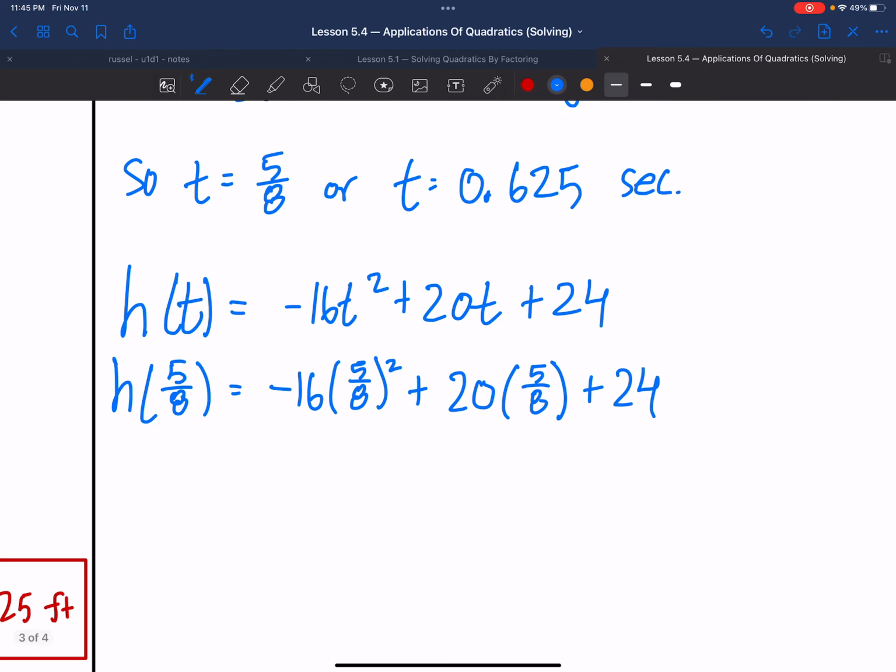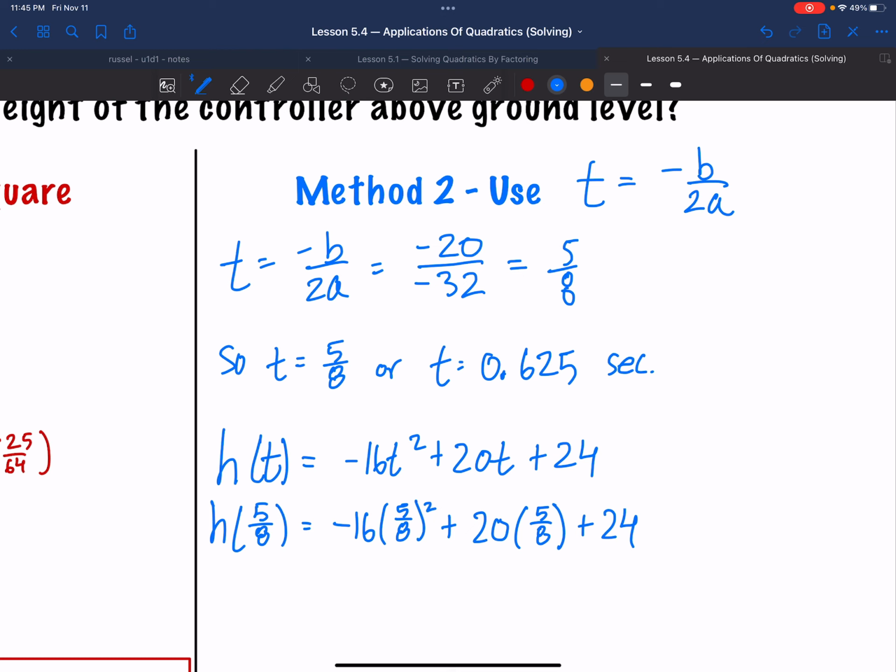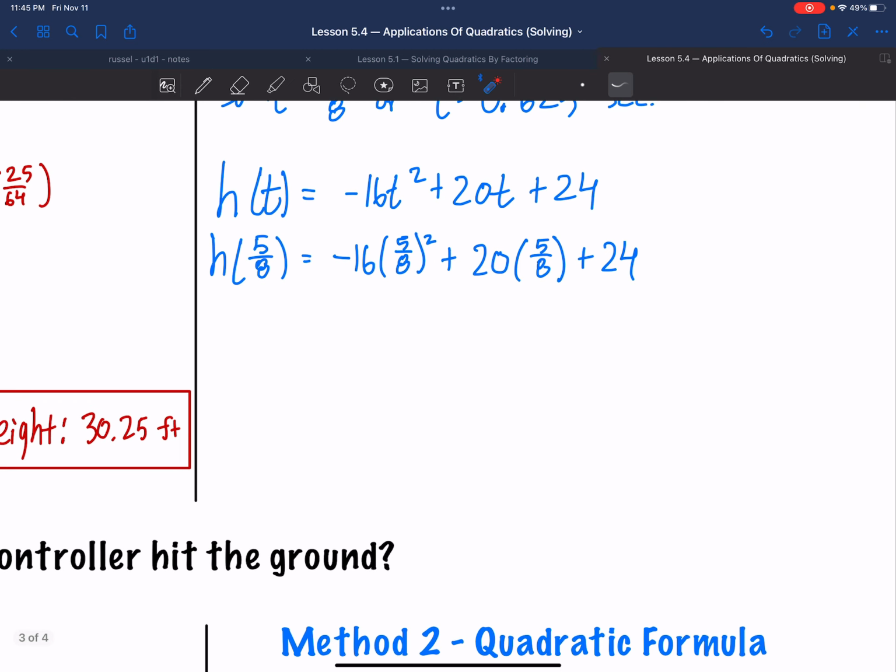Perhaps I should explain this since it's a new method. This formula for t, or x, tells you the x-coordinate of the vertex. So if you have the x-coordinate of the vertex and you substitute the x value into the function y, or in this case h of t, that tells me the height of the object. So when I replace that time into the function h of t, this h of 5/8 is telling me the maximum height. And all this is computation.